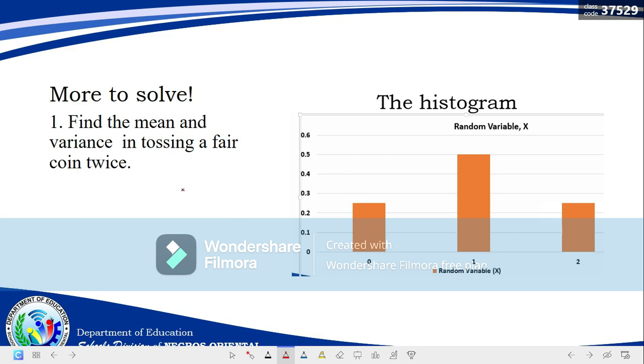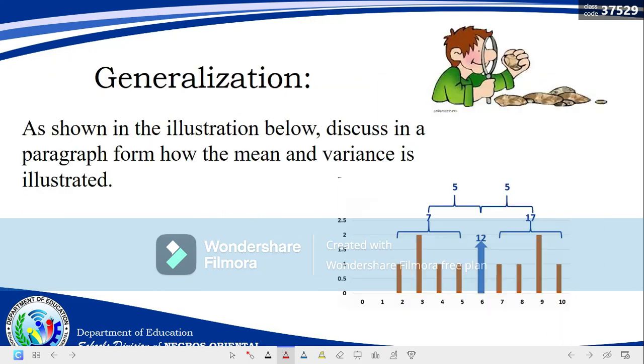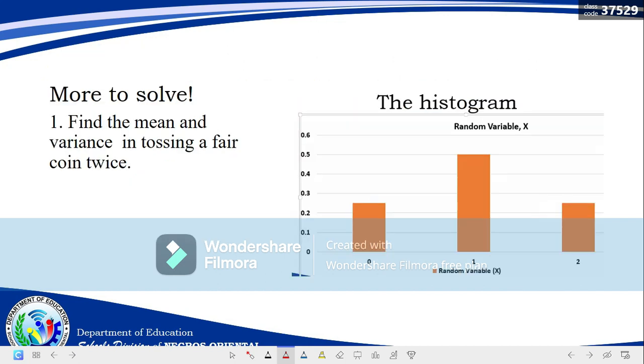So I want you to try answering on your math activity notebook how you are going to present the mean and variance in tossing a fair coin twice. Okay? You're going to present it in a histogram. You're going to solve it using the histogram as well as using the formula that I have just presented. Okay, so aside from the generalization and evaluation, you're going to answer this one.